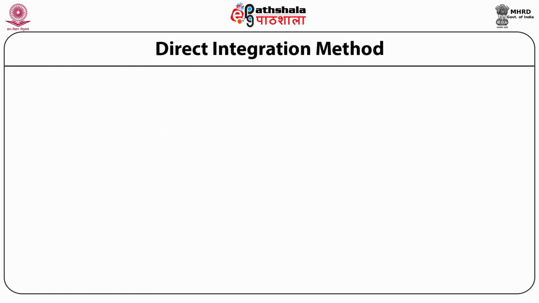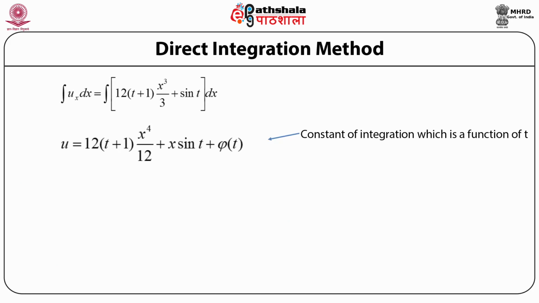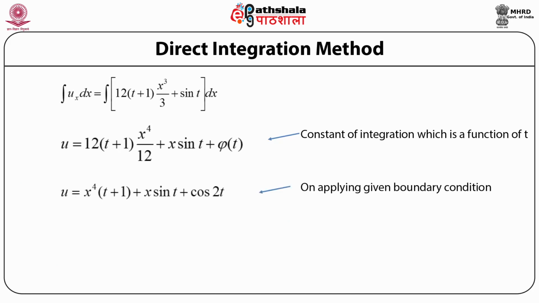After integration, we have u is equal to x to the power 4 times (t + 1) plus x sin t plus cos 2t. Again we are using the function psi 2 of t and equating it to the boundary condition. Then we will find out the solution is cos 2t, which is a constant value. The whole equation is as shown.